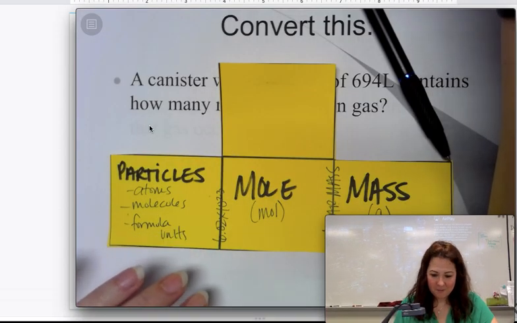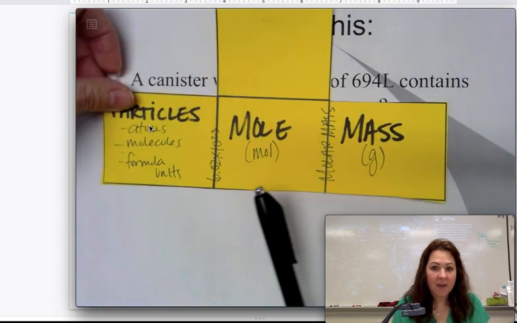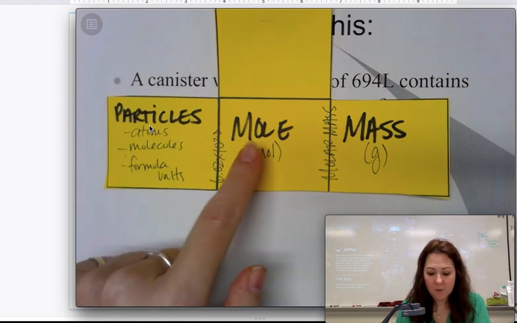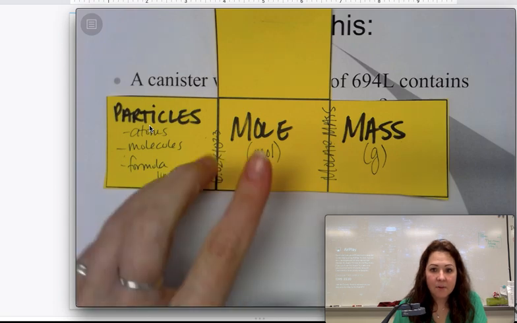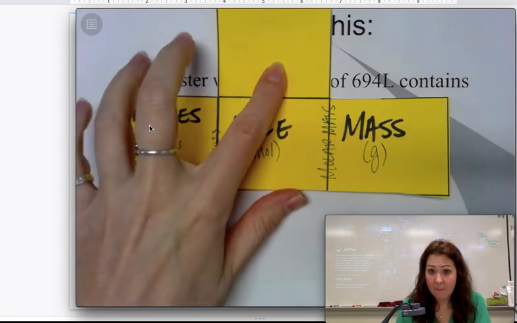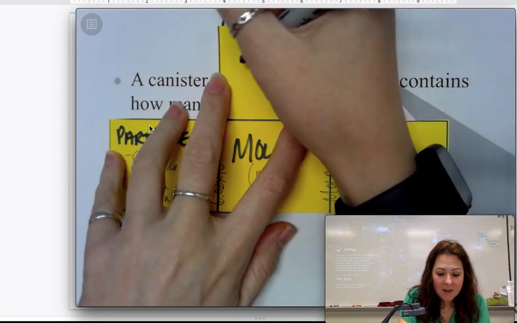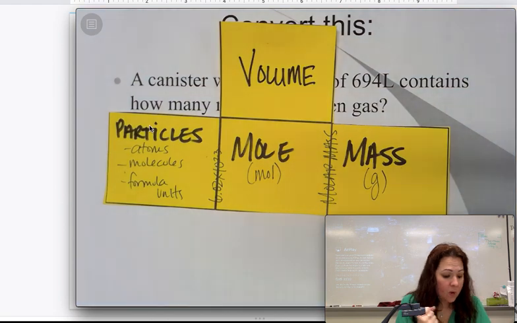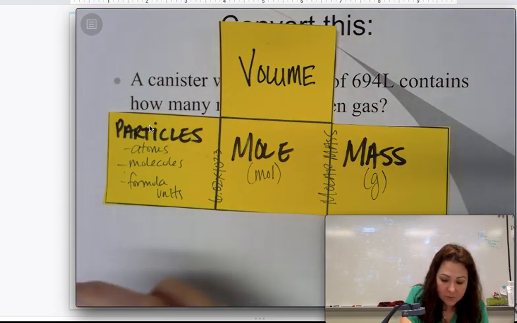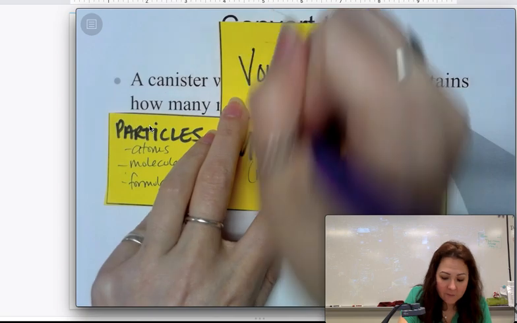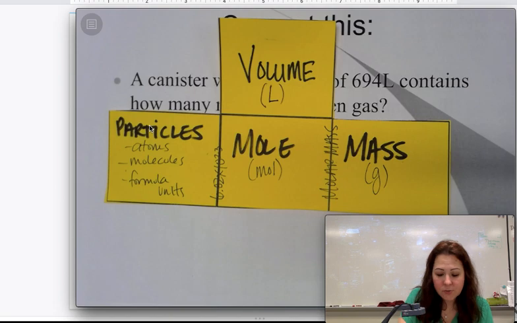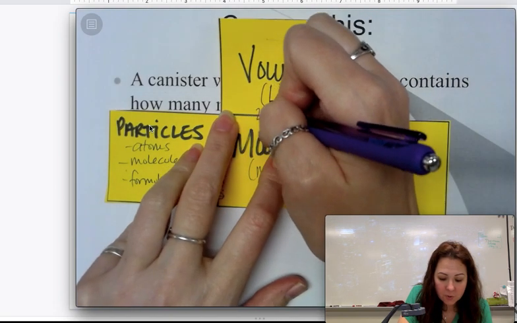So surprise, it's back. This is the foldable that we made in the mole unit. When we made this, we went from particles to moles, or we went from moles to mass. And we left this top box up here blank, and I said that we would come back to it. The top box is for the word volume. We measure volume in liters. I'm just going to put a capital L for my liters, for the unit that we use for volume.